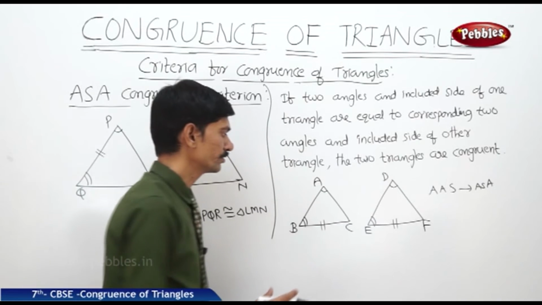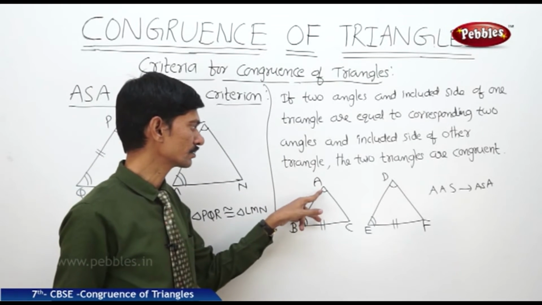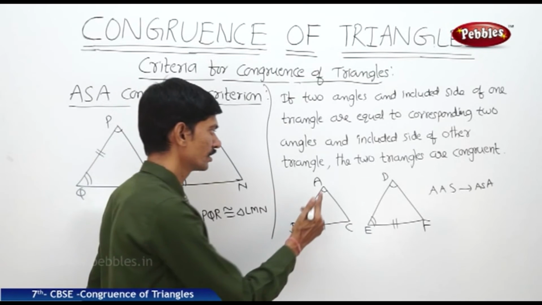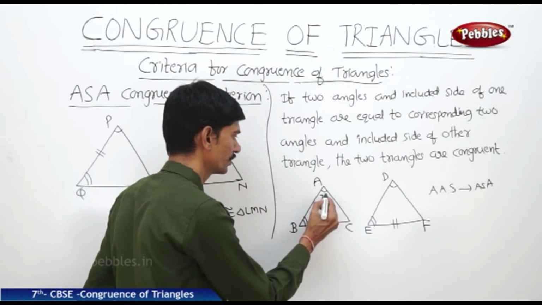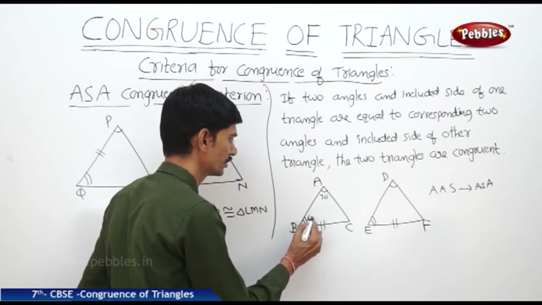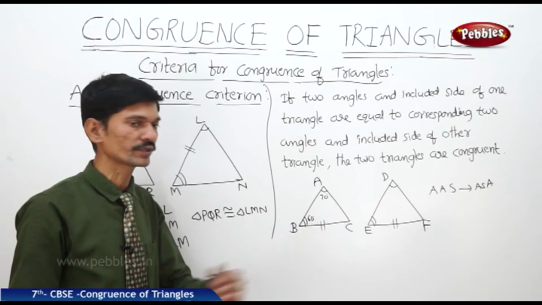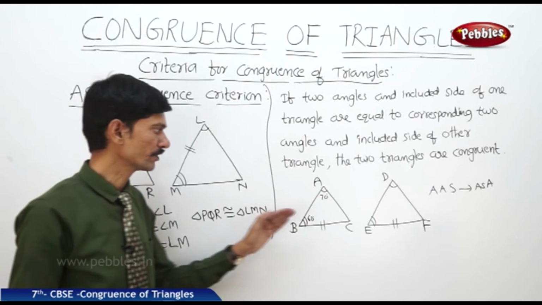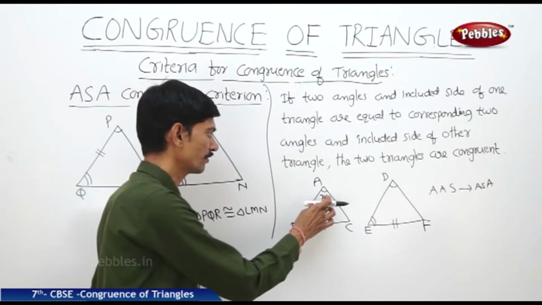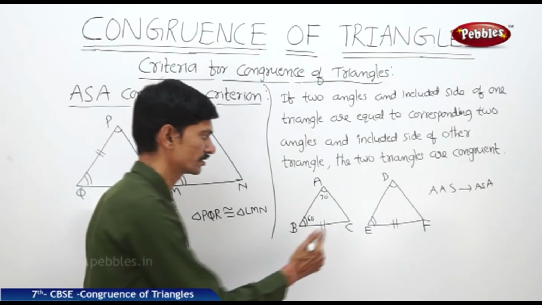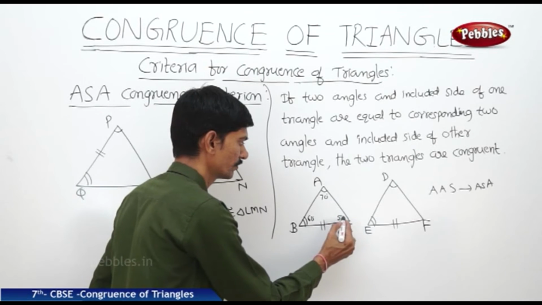Now as you know, if two angles of a triangle are given, then we can find the third angle. For example, the first angle A is 70 degrees and the second angle B is 60 degrees. Then what is the third angle? As the sum of the three angles of a triangle is 180 degrees, we can find the third angle. So 70 plus 60 is 130, and 180 minus 130 is 50 degrees. So the third angle is 50 degrees.